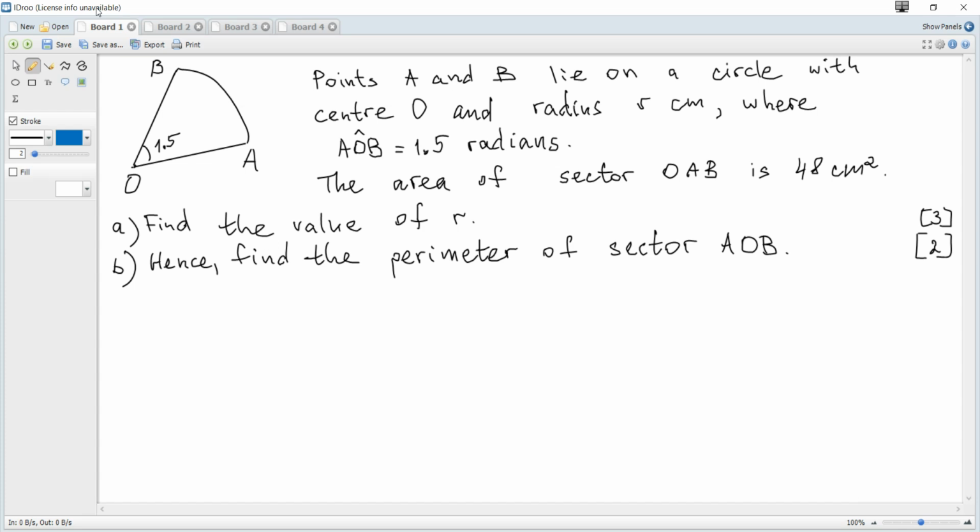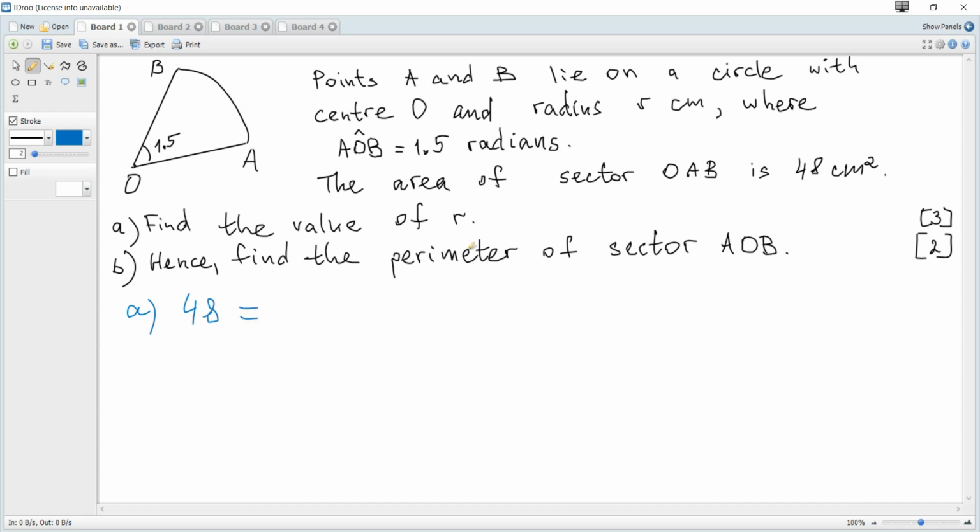Points A and B lie on a circle with center O and radius r centimeters, where angle AOB is 1.5 radians. The area of sector OAB is 48 centimeters squared. Question A, find the value of r. Since it is given the area of a sector, we can consider what is 48.